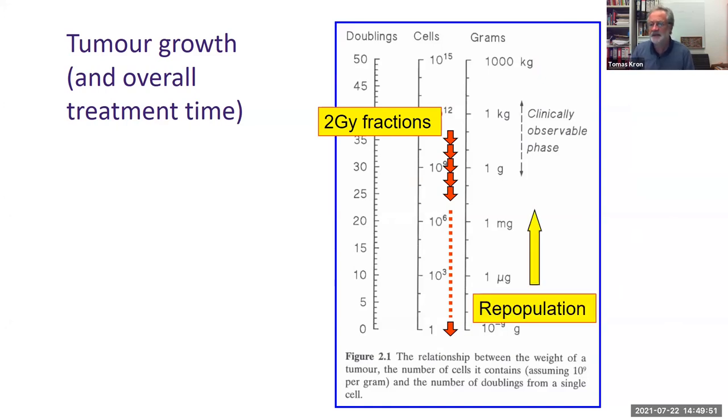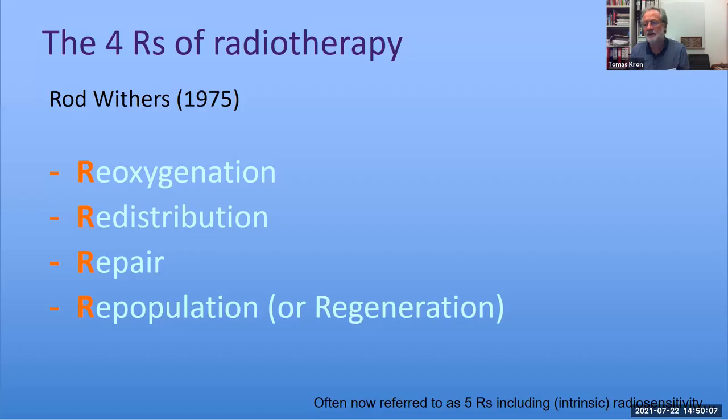However, the tumor is obviously not stable there. It will, in that time, repopulate, it will continue to grow and tries to tip that balance of radiation against the cell kill we are inflicting with radiation. That's probably a good time to introduce you to something which you probably have heard about, the 4 Rs of radiotherapy, which is a concept introduced by Rod Withers nearly 30 years ago. And the 4 Rs are reoxygenation, redistribution, repair, and repopulation. And these are all important concepts in the context of radiobiology.